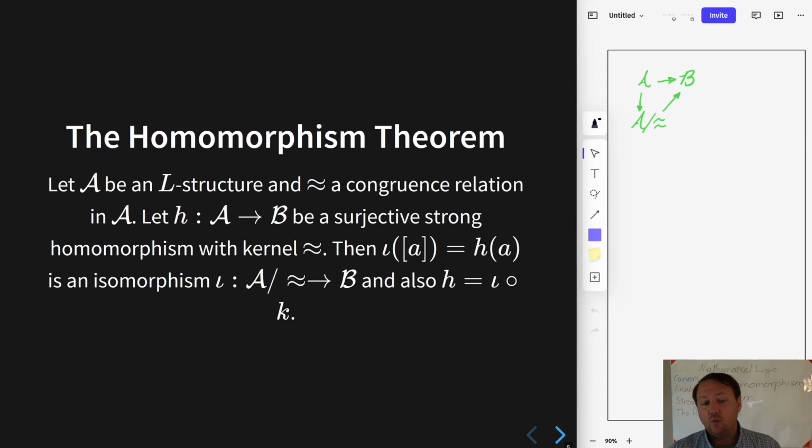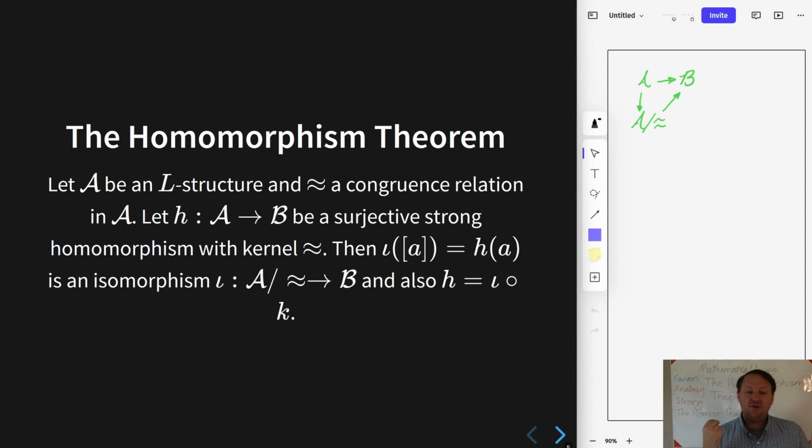Let's go ahead right now and recall what the kernel was, because we haven't talked about that in a minute. The definition of the kernel for a given homomorphism is an equivalence relation on A which holds if and only if two elements have the same image. Moreover, we go ahead and define a map from the quotient structure to the structure B through the definition: iota sends any equivalence class with representative A to the same thing that H sends A.